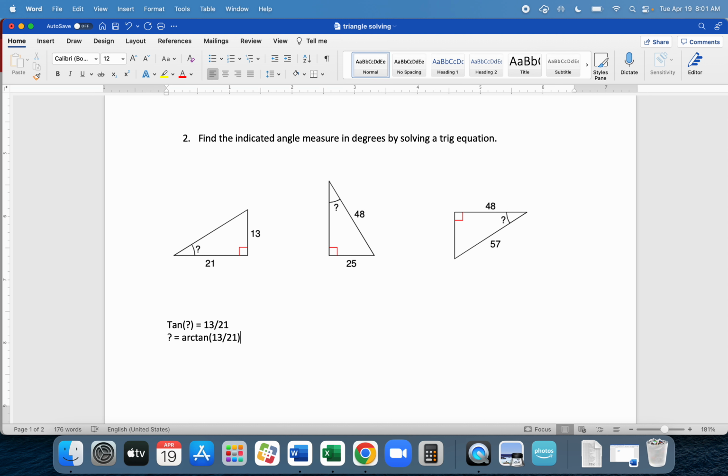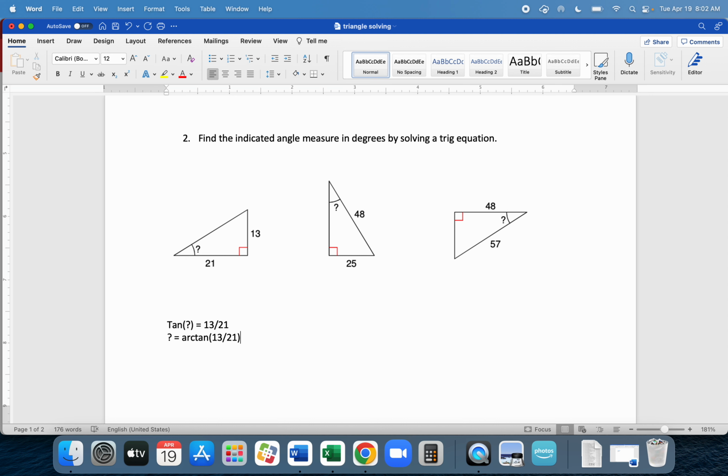But in any case, arctangent of 13 over 21 would help us solve the first one. It should come out to be a little under 32 degrees. Let's see, where did I write this anywhere? Oh, right here. 31.8 is what I had. So if you can get 31.8-ish, that should mean that you're doing this approximately correctly.